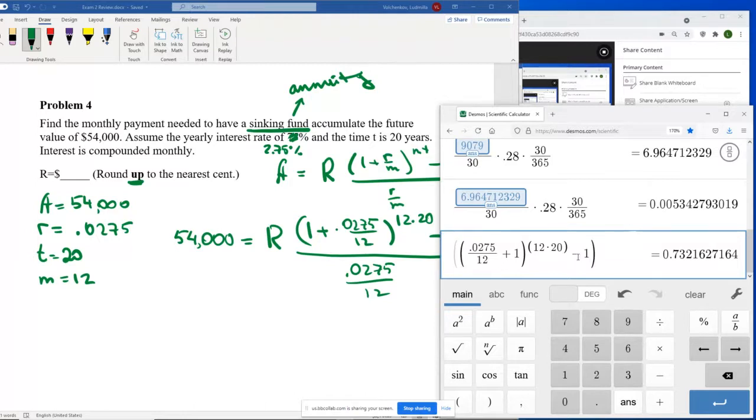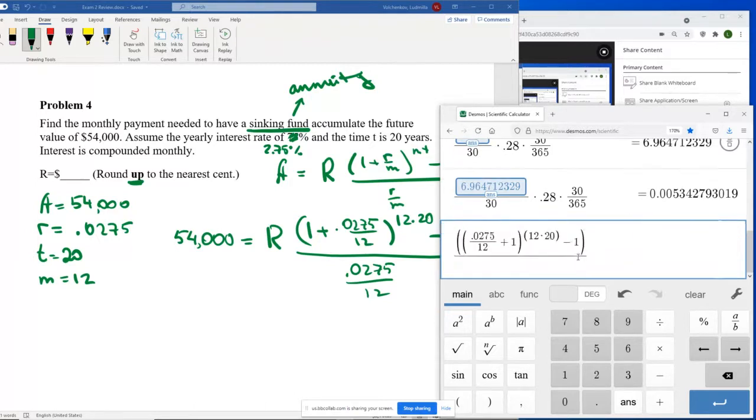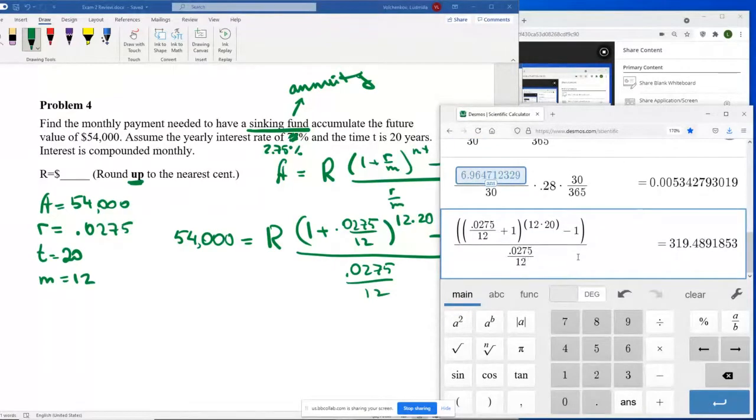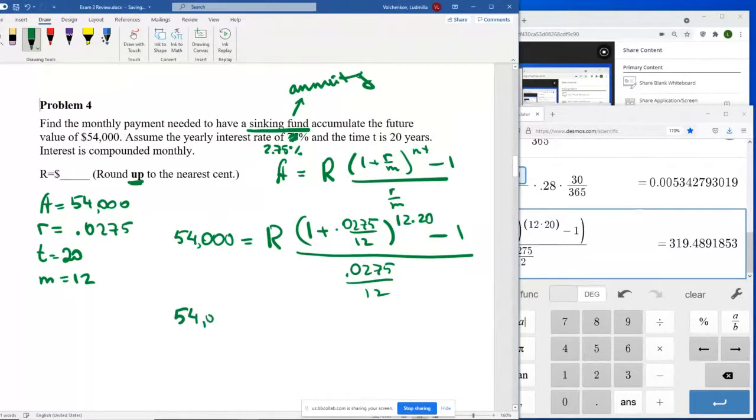And then this answer must be divided by r over m. And I will type the fraction again, 0.0275 divided by 12. Okay, I got the equation 54,000 on the left, R times 319.489 on the right. So the final answer will have somewhat 5-6 digits, so I keep 6 digits here.